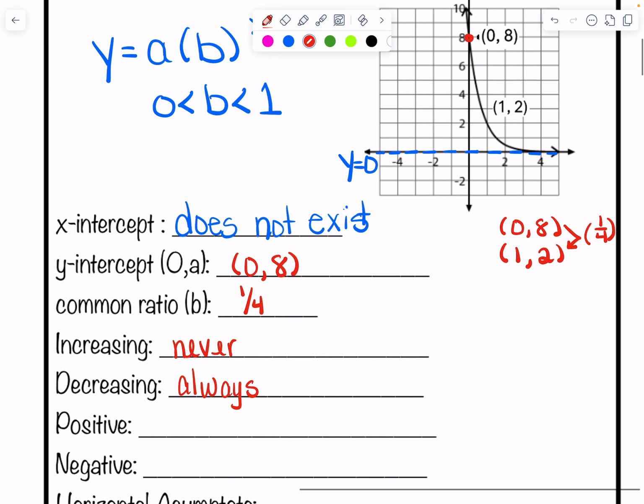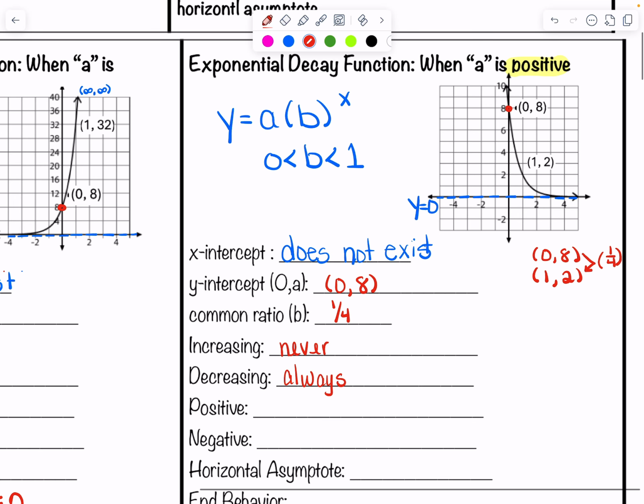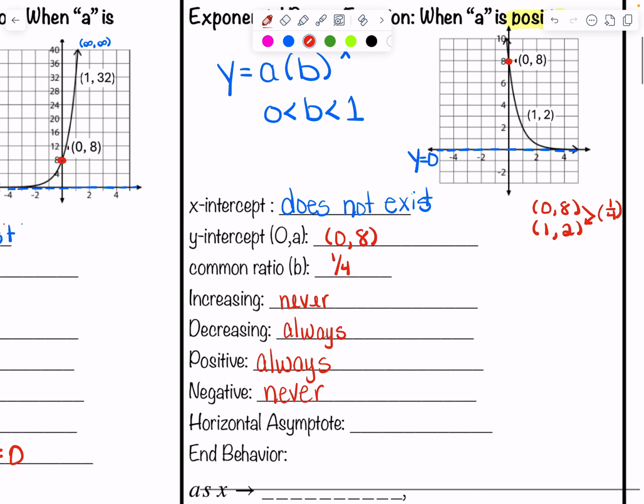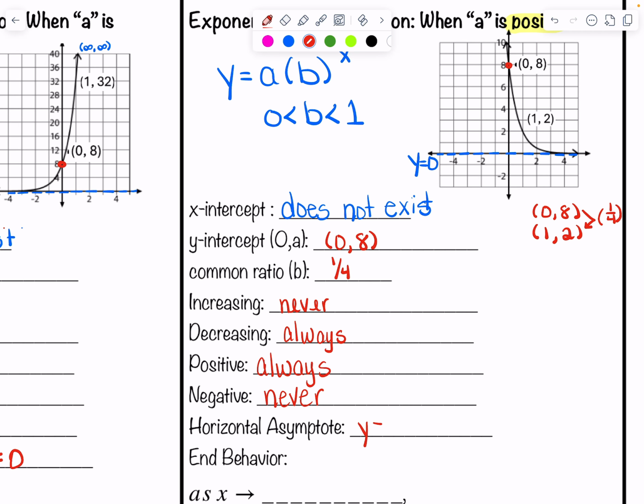When is it positive? Well, it's always above y equals 0. So it's always positive, which means it's never below y equals 0. So for this graph, it can never be negative. The horizontal asymptote is at y equals 0. And then let's go look at those end behaviors again.